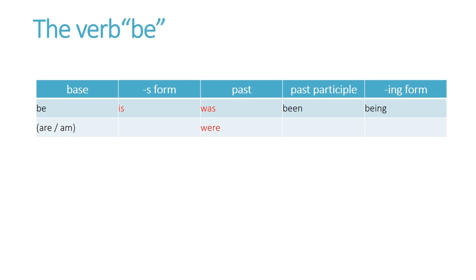Now the past has two forms. This is the only verb that has two different forms for the past tense. And it can be a little bit confusing because was is used in the third person singular: he was, she was, it was. It is also used with the subject I: I was. Were is used with everything else: you were, they were, we were. The past participle of be is been. And the ing form is being.